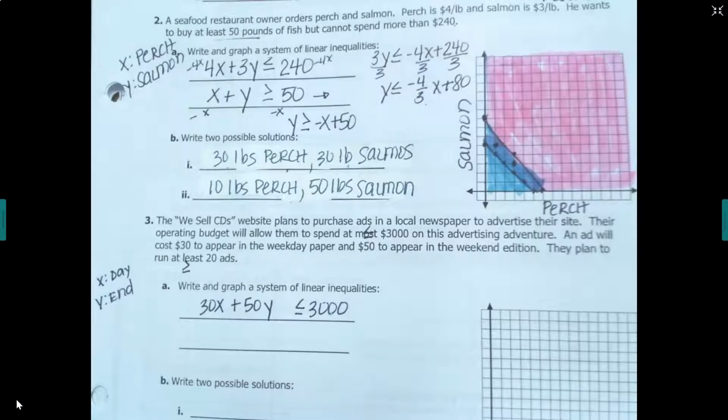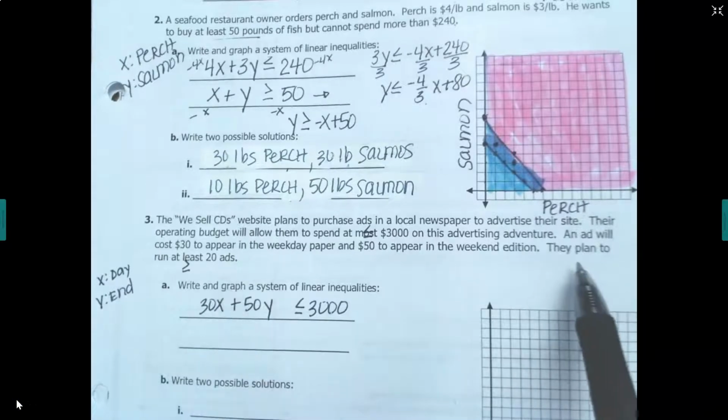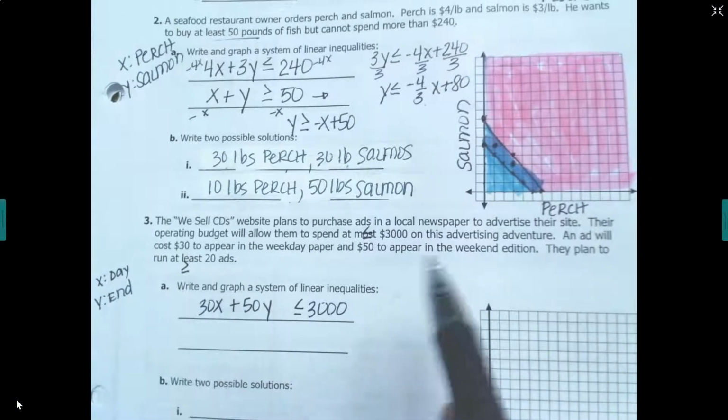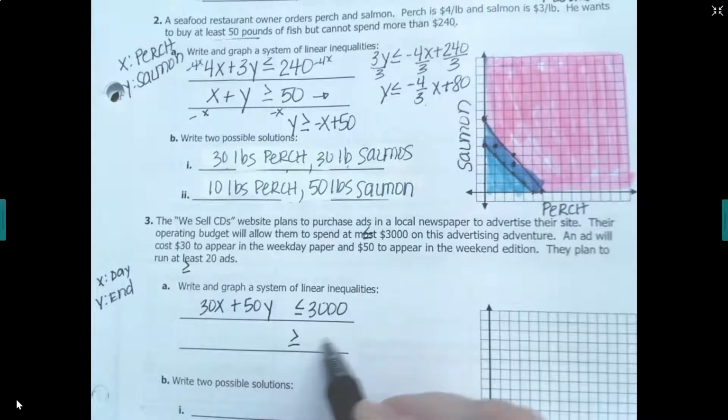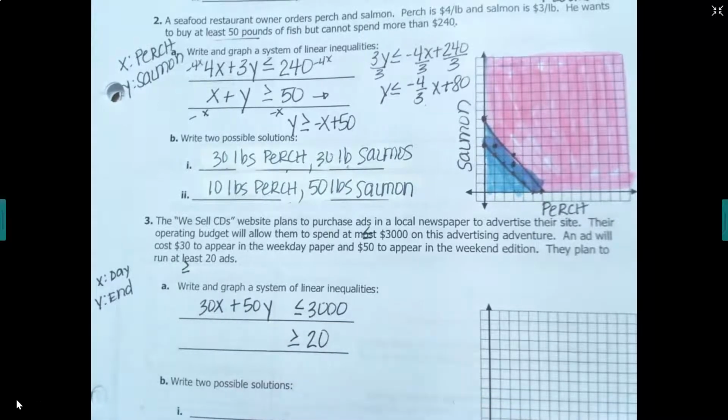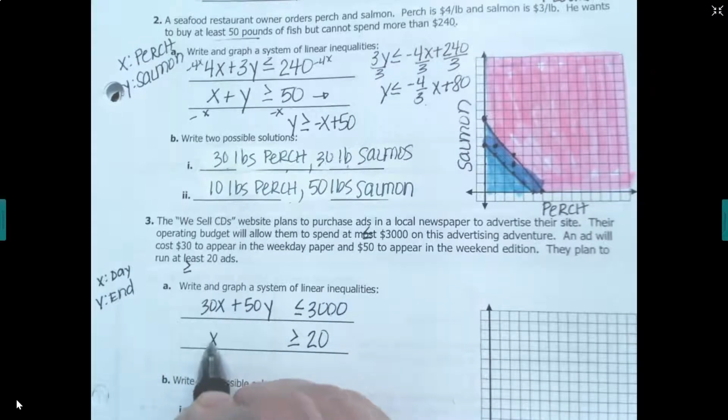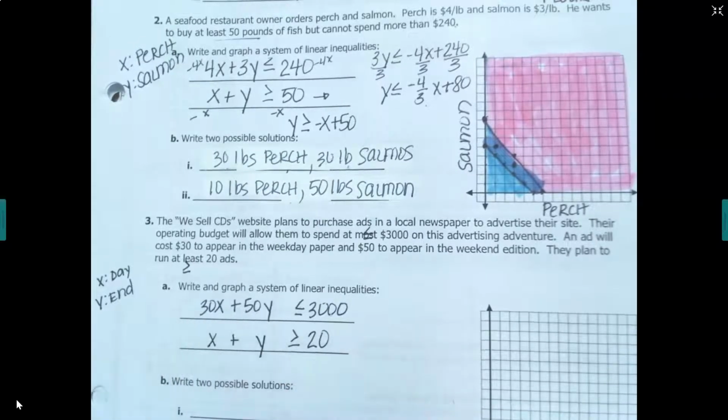So now let's go with our other inequality. They need to run at least 20 ads. So at least 20 ads. Well, those ads are being made up of weekday and weekend ads.